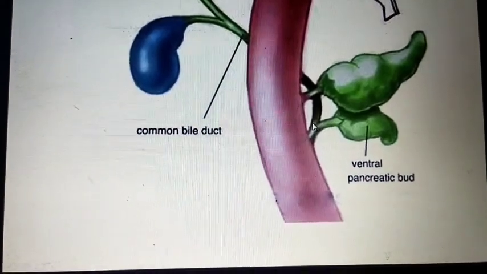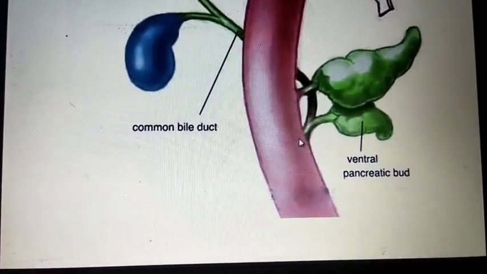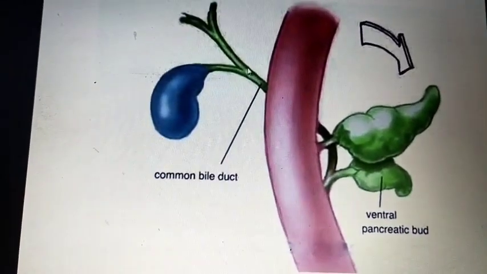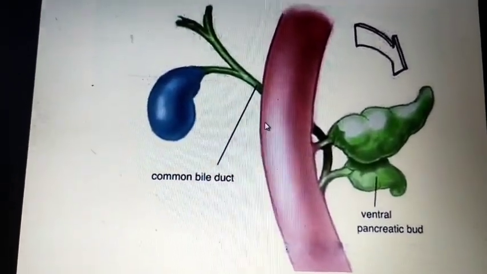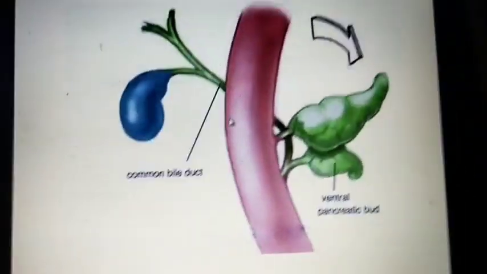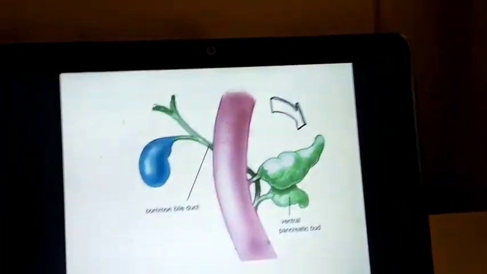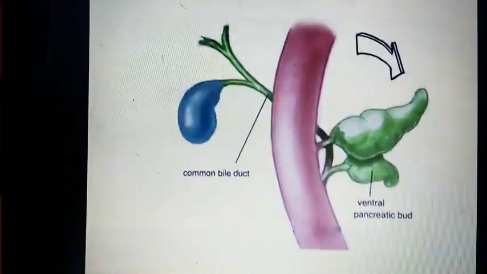Okay, and it opens at the second part of the duodenum, and because of that this happens like this, because of the rotation towards the left side. Okay, or the rotation of the duodenum forms it like that.